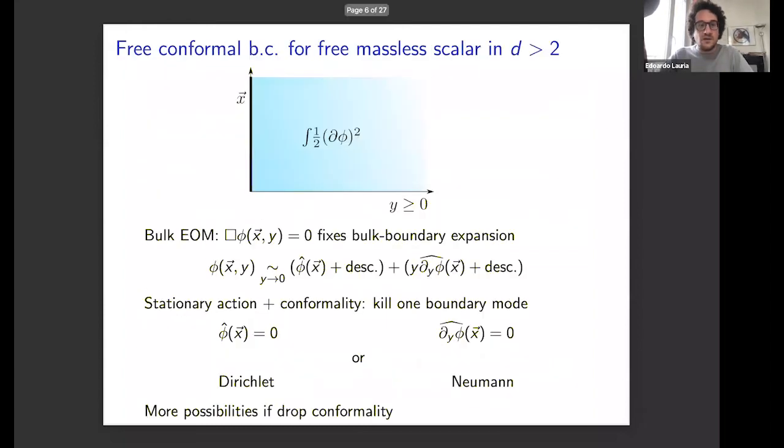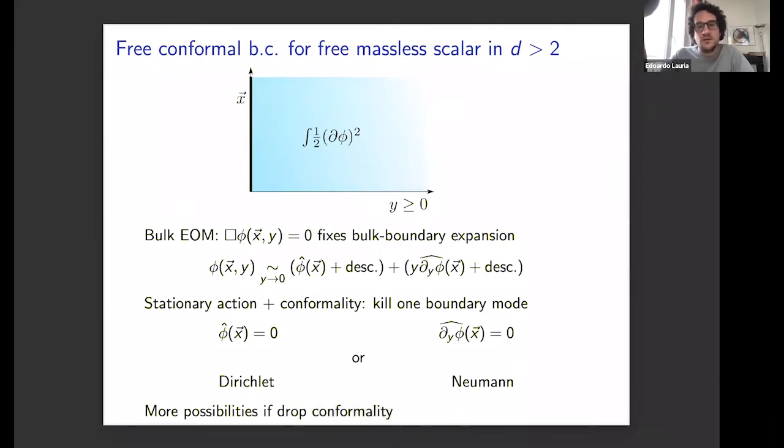Okay. So I want to start, before entering the details of the non-perturbative treatment and so on and so forth, with the very basics. Let me describe the simplest conformal boundary conditions for the simplest free theory in the bulk, which is free CFT. So the free conformal boundary conditions for a free massless scalar in dimension greater than 2. So the theory I have in the bulk is just a free massless scalar.